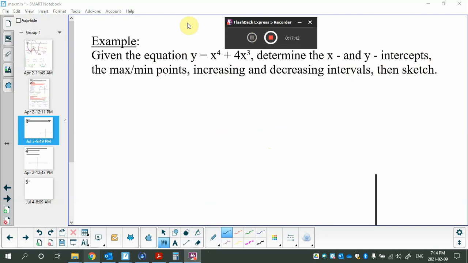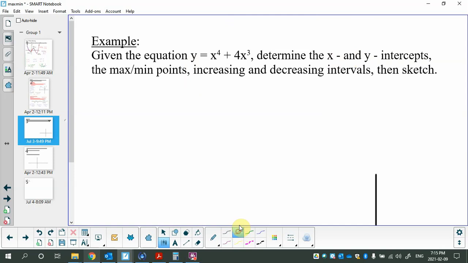Okay, you get to start questions wherever you want, meaning you can start with max mins. You can't start with increasing and decreasing because you need this information. Or we can start at the beginning, and it really doesn't matter as long as you do all of it. So I'm going to start with the x and y intercepts so that we're reviewing some of the advanced functions stuff. So x and y intercepts do not require any derivative stuff at all.